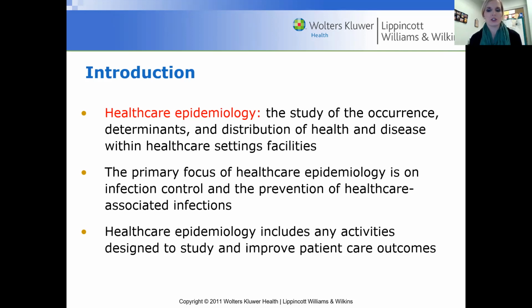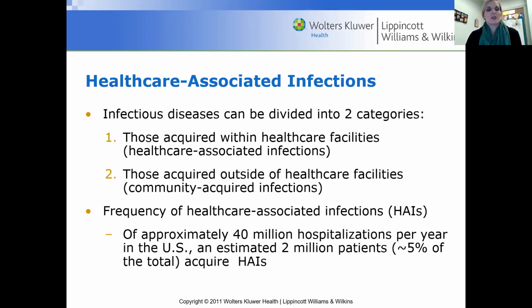So healthcare epidemiology is going to include any activity designed to first study to see how we do this and then improve these patient care outcomes. So infectious diseases as a whole can really be divided into two categories. And I think this is pretty self-explanatory. One, those that are acquired within a healthcare facility. So again, we call those healthcare associated infections, meaning that you go into a healthcare facility, say a hospital or a doctor's office, and you pick up a pathogen while you're there. That's a healthcare associated infection.